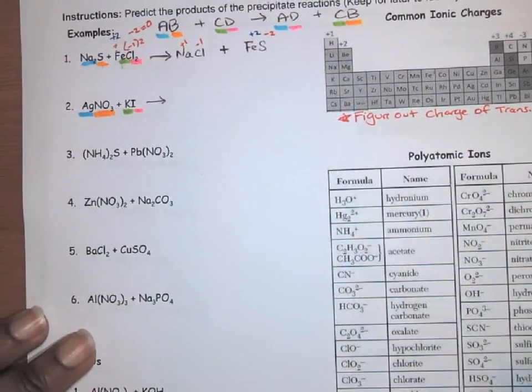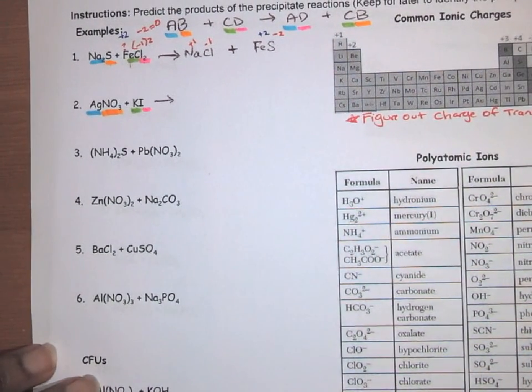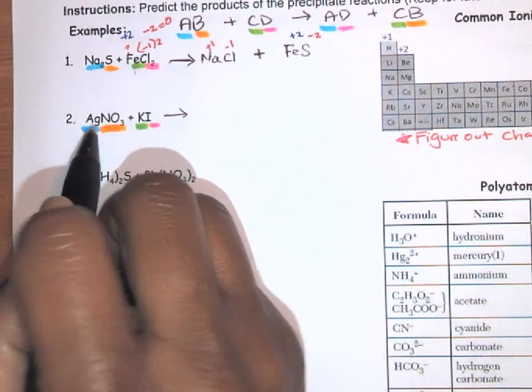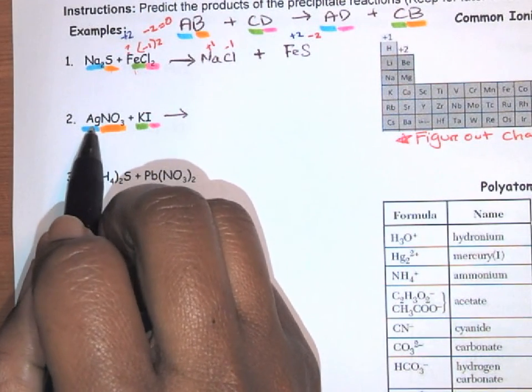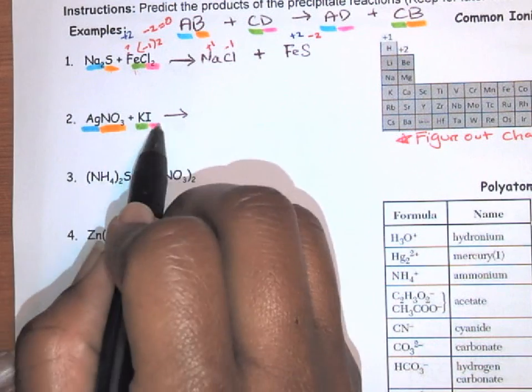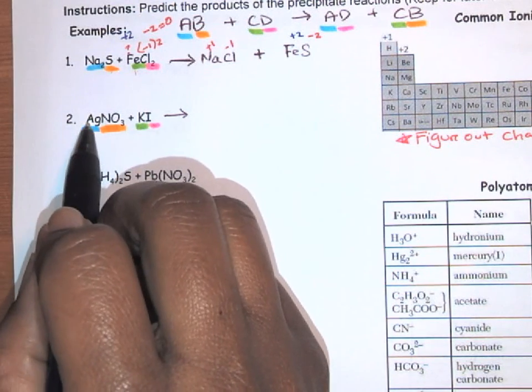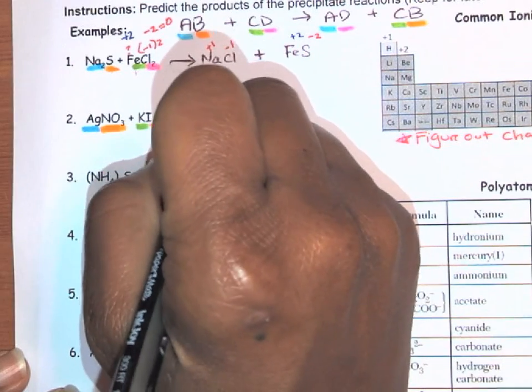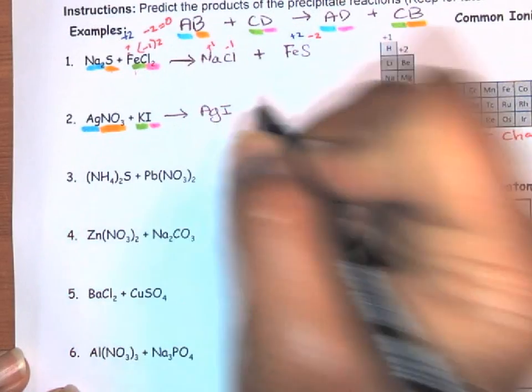Now that I've done that, I'm going to switch these to form new partners. Remember, the cation must go with the anion. The cation is always written first, so I'll switch the first and the last. The first and the last will go together, and that will form AgI.